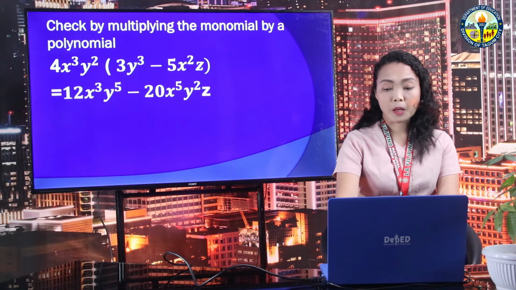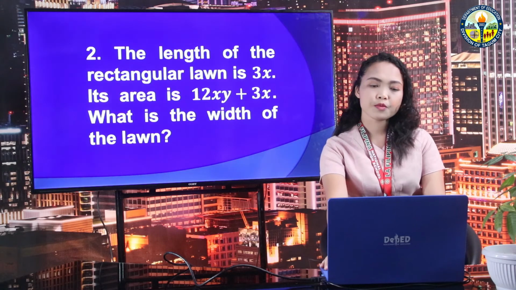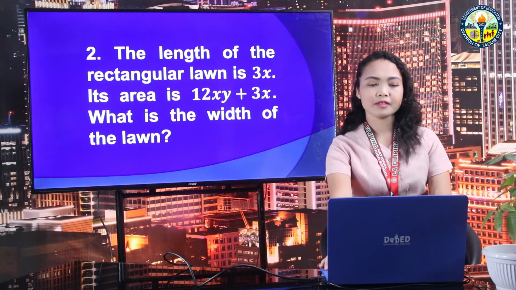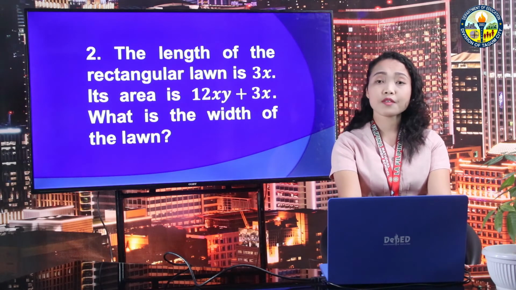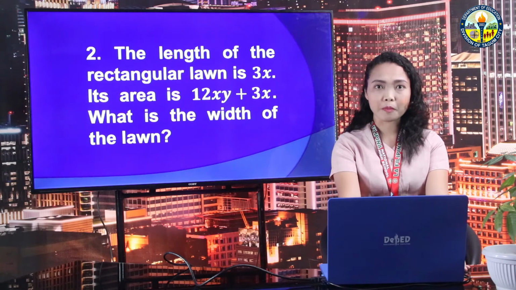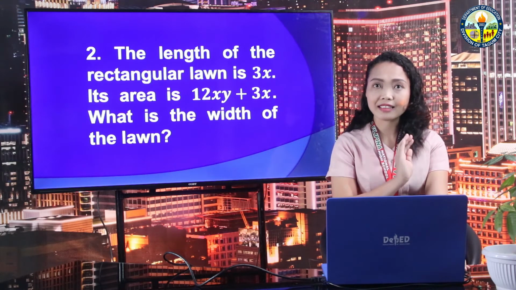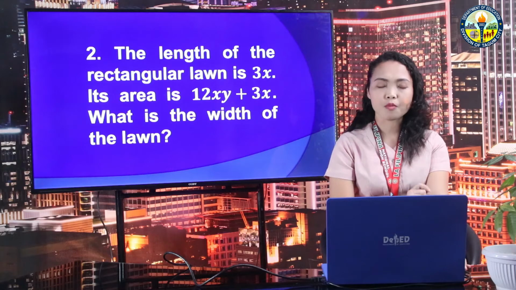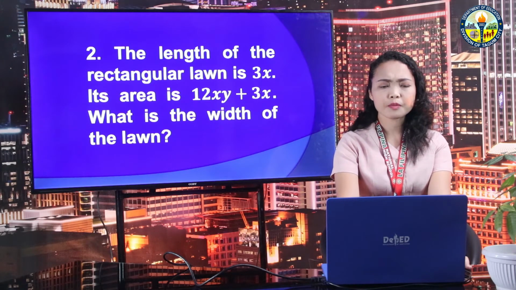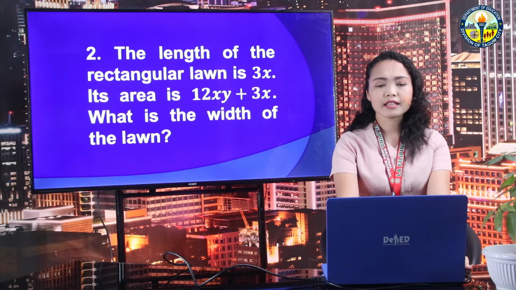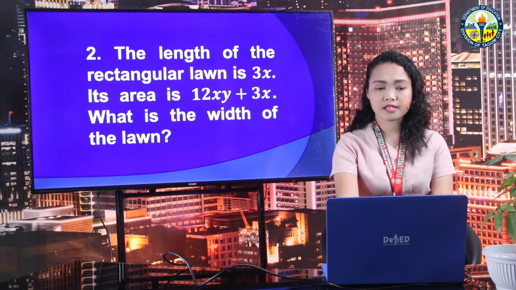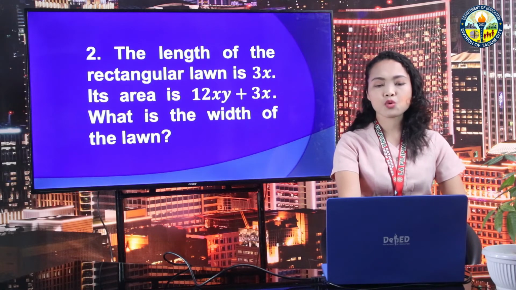So let's proceed to another example. This time I will give you a word problem that involves greatest common monomial factor. The problem states that the length of the rectangular lawn is 3x. Its area is 12xy plus 3x. What is the width of the lawn?